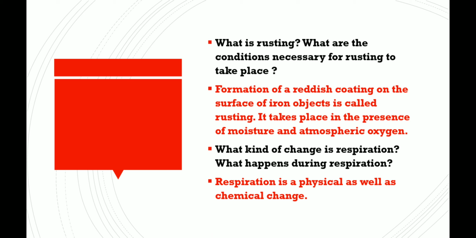Next question. What is rusting? What are the conditions necessary for rusting to take place? Formation of a reddish coating on the surface of iron objects is called rusting. Then it takes place in the presence of moisture and atmospheric oxygen. The next question. What kind of change is respiration? What happens during respiration? Respiration is a physical as well as chemical change.